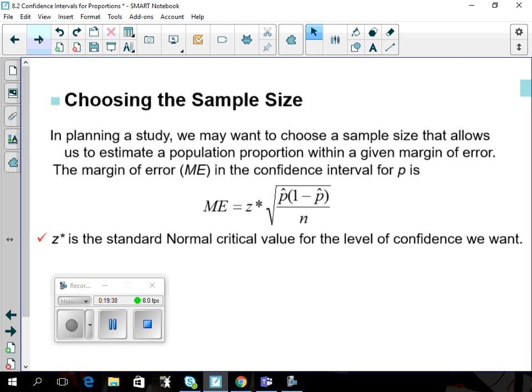We're going to be looking at this, and using this margin of error formula, we're going to be solving for the sample size. Okay? So we'd have to have all the other pieces of information in order to be able to do that. And let's see if we can do an example. Okay?